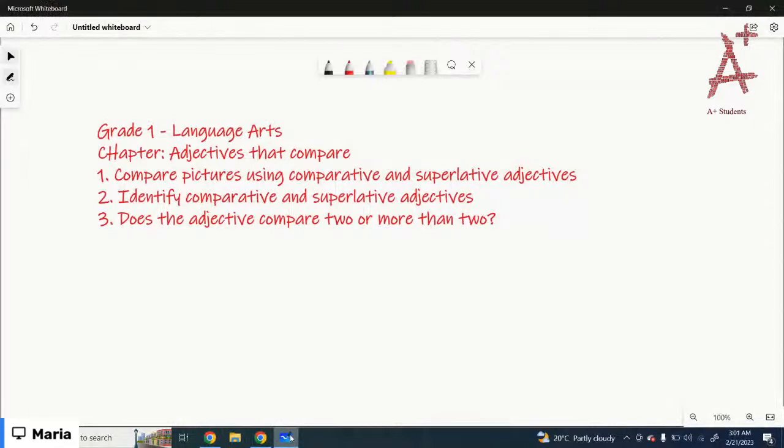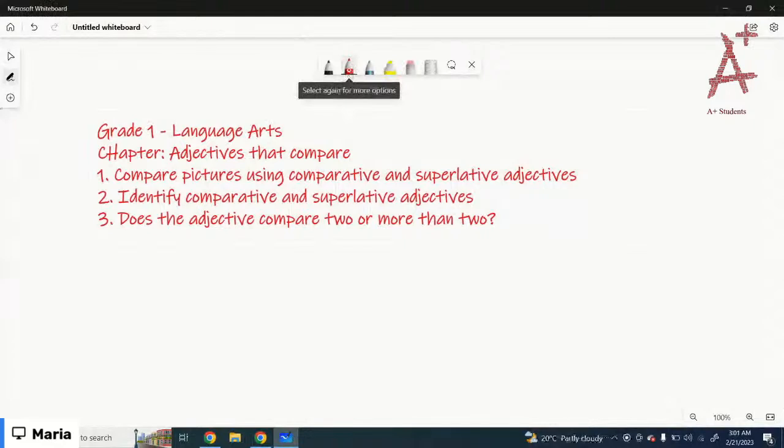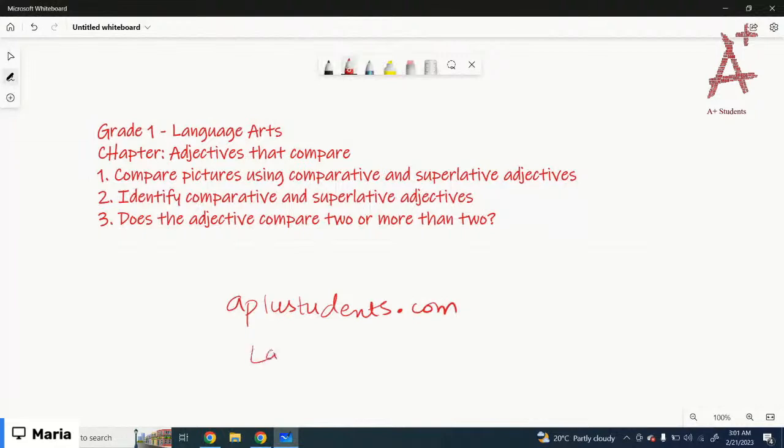So, we're going to start with grade 1 language arts. You can find all the lessons on aplusstudents.com. You have to log in there using your email address, and the password is provided by the administrator. Then, you have to select language arts from the subject tab.